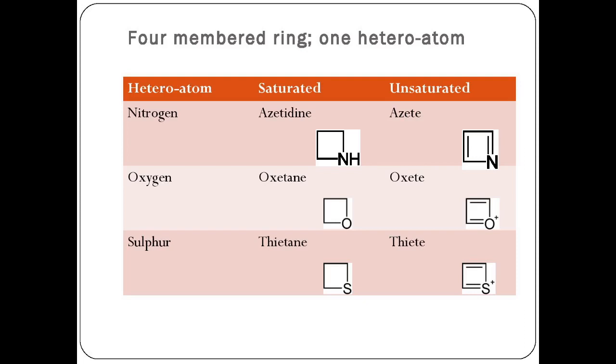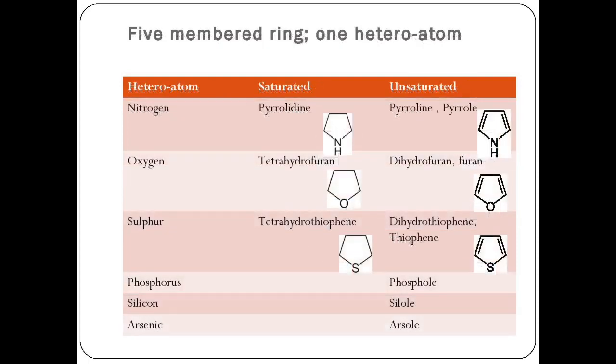4-membered ring, again containing one heteroatom. If the heteroatom is nitrogen, saturated azetidine, unsaturated azete. Oxygen, saturated oxetane, unsaturated oxete. Sulfur, saturated thietane, and unsaturated thiete. Next is the 5-membered ring, again containing one heteroatom. Nitrogen, if saturated pyrrolidine, if unsaturated pyrroline or pyrrole. Oxygen, saturated tetrahydrofuran, and unsaturated dihydrofuran, furan.